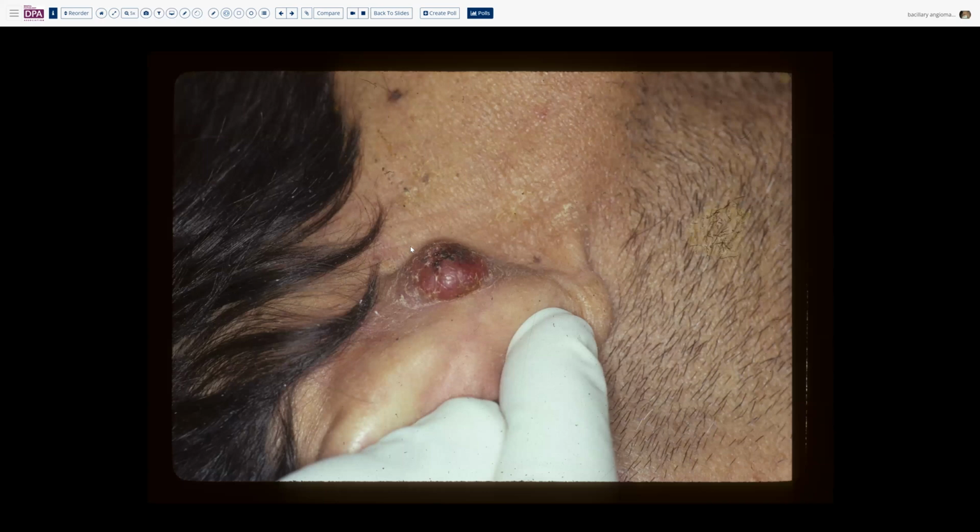We're slow to load here. So here's what they look like clinically. Again, very similar to pyogenic granuloma, as you can see there.